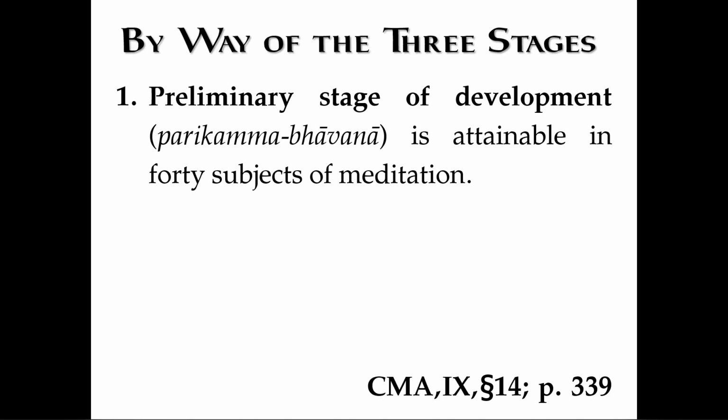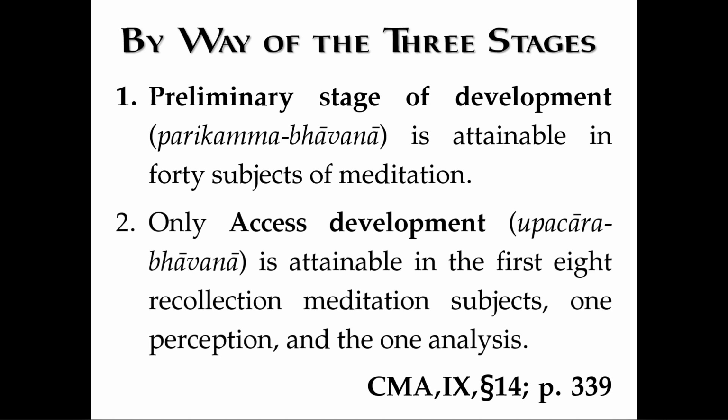It is attainable in 40 subjects of meditation. So traditionally we have 40 meditation objects. The preliminary stage can be attained by any object of meditation. The next one, access development. Upachara bhavana is attainable in the first 8 recollection meditation subjects, and 1 perception and 1 analysis.